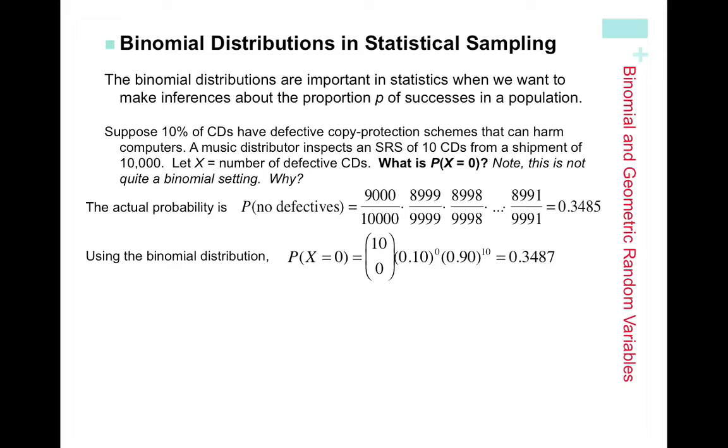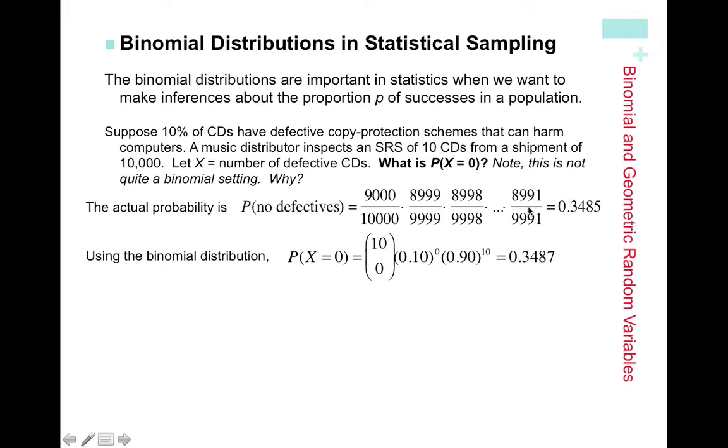One thing that we talked about here in class, I used an example with cereal boxes and Danica Patrick trading cards. One thing that we talked about is that in reality, like it says here, suppose 10% of CDs have a defective copy protection scheme that can harm computers, and we inspect a simple random sample of 10 CDs from a shipment of 10,000. It's really not quite a binomial setting because we have a finite population here. Every time we take out a CD that's not defective, we have one less.